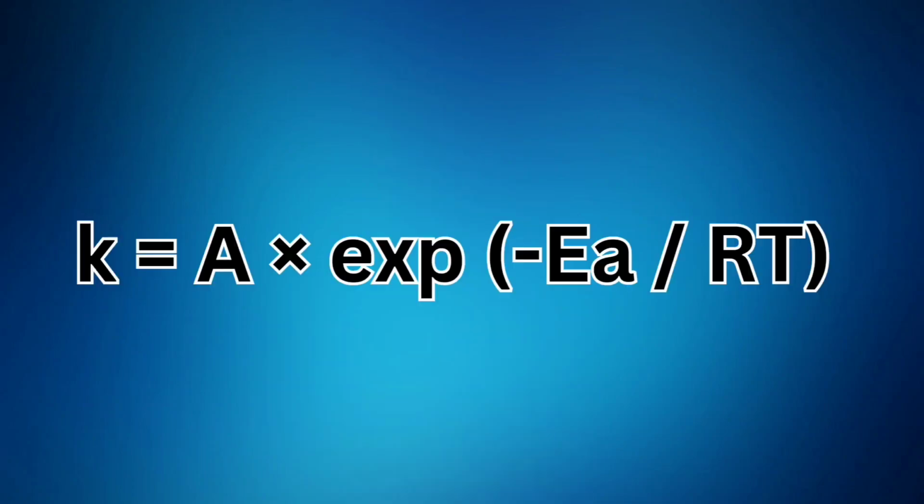Ea of the reaction. K equals A times exp(-Ea/RT), where A is the pre-exponential factor, sometimes called the frequency factor, R is the gas constant, and exp is the exponential function.